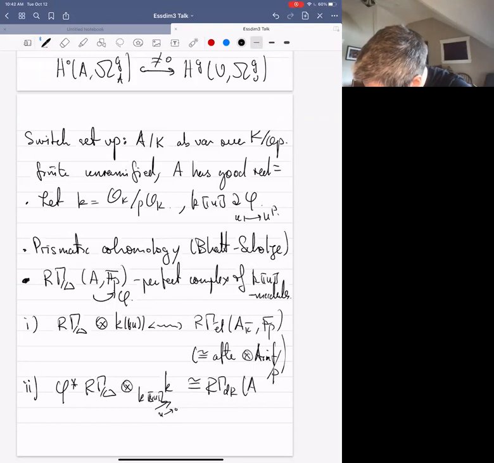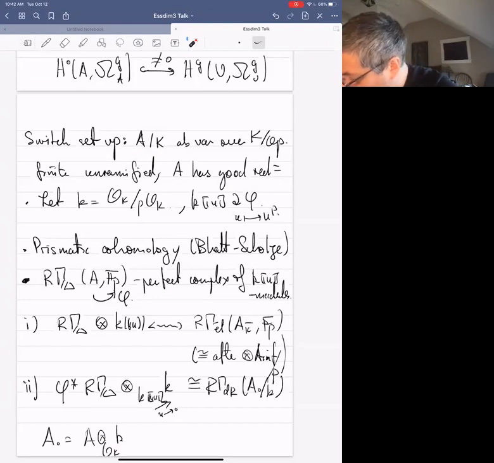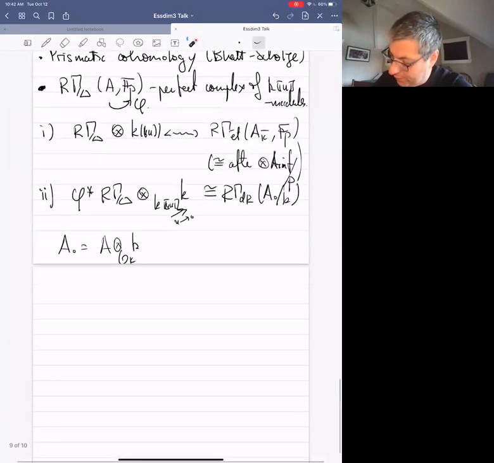of A naught. Sorry, A naught here is the reduction of A mod p. So I'm using notation a little bit loosely because I started with A an abelian variety over K, right? But I assumed it has good reduction. So I'm going to denote by the same symbol its model over O_K, and then I have the reduction over little k, mod p rather.